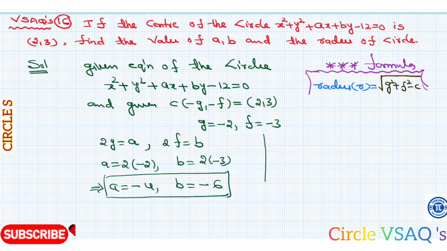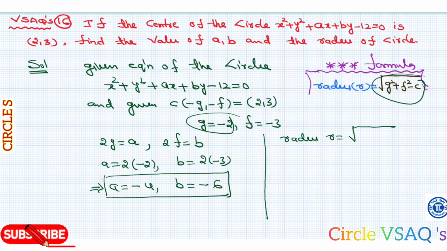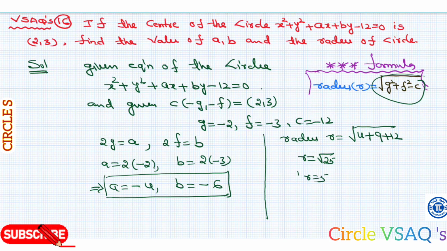Okay, and find the radius of the circle. Now consider radius r equal to the formula, root of g square plus f square minus c. The g value is minus 2, minus 2 whole square is 4, plus f square, f is minus 3, minus 3 whole square is 9, and the c value is minus 12, minus into minus plus 12. So r equals root 25, so r equal to 5.